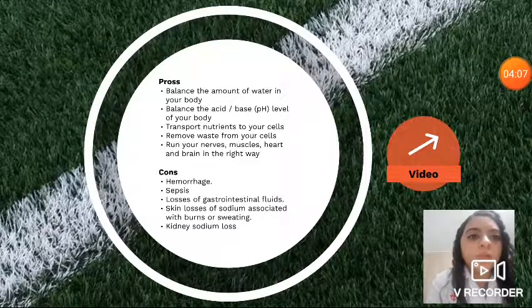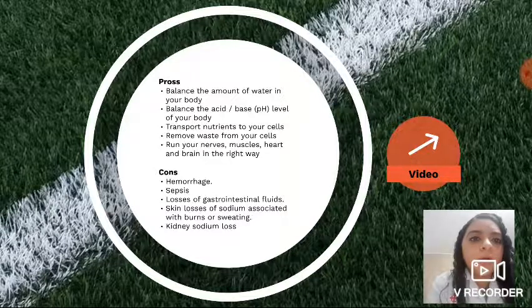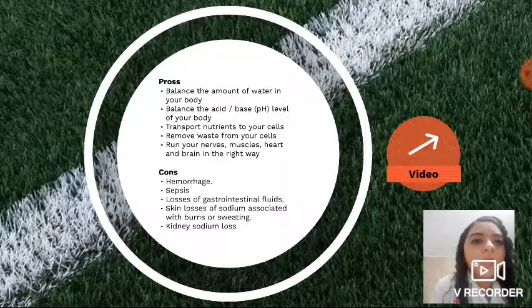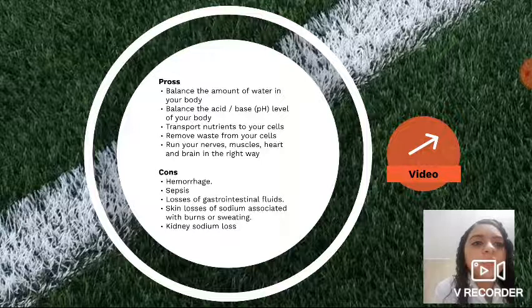Pros and cons. Pros: balance the amount of water in your body, balance the acid-base level of your body, transport nutrients to your cells, remove waste from your cells, and run your nerves, muscles, heart, and brain in the right way. Cons: hemorrhages, sepsis, loss of gastrointestinal fluids, skin loss or sodium loss associated with burns or sweating, and kidney sodium loss.